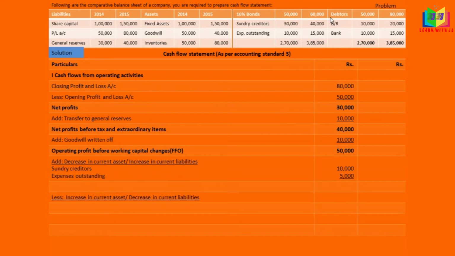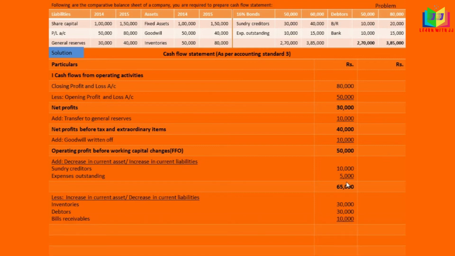And with regard to the current assets, fixed asset, goodwill, inventories. Inventories 50,000 in the beginning and 80,000 in the closing. So 30,000 increases. So for the increase in current asset we have to subtract inventories 30,000. And next one is debtors. We have 50,000 in the beginning and closing 80,000. Similarly 30,000 that we have to subtract. And bills receivable also we have under current assets. 10,000 in the beginning and closing it is 20,000. So 10,000 increase in current asset, so we have to subtract 10,000.